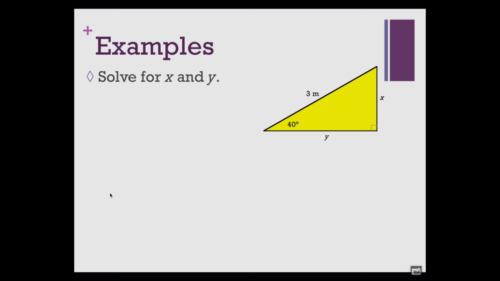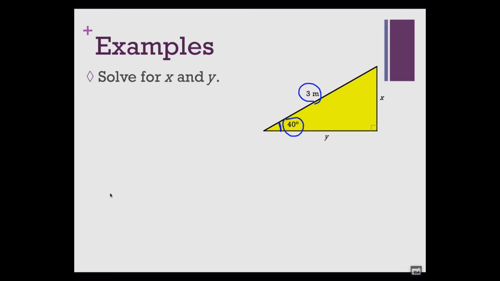Peyton, do you want to solve for x or for y first? Let's go for x. Beautiful, x. Okay, so we know this angle, and we know that side. Based on this angle, is the x the opposite, adjacent, or hypotenuse? Opposite. Good. And we also know the 3 meters. Is that the adjacent or the hypotenuse? Hypotenuse. Good. So what function uses the opposite side and the hypotenuse?